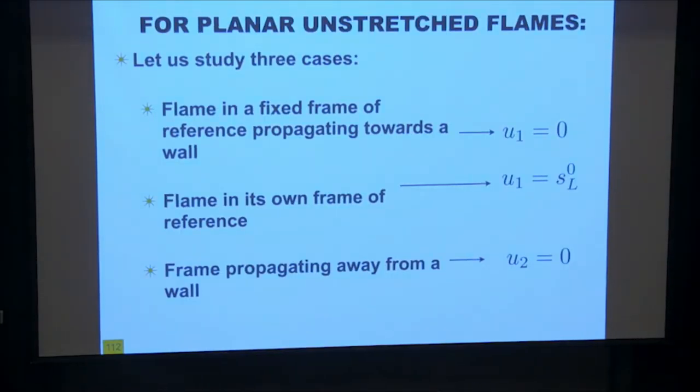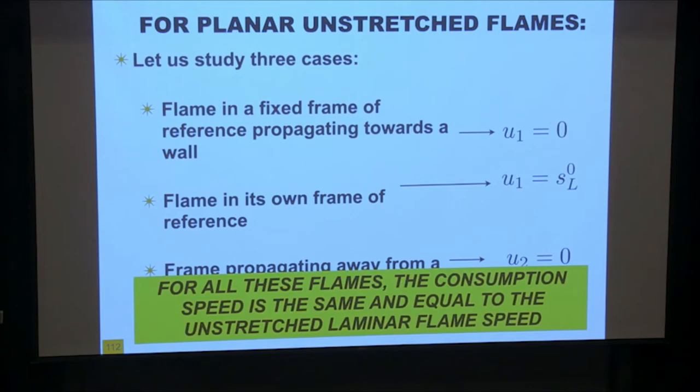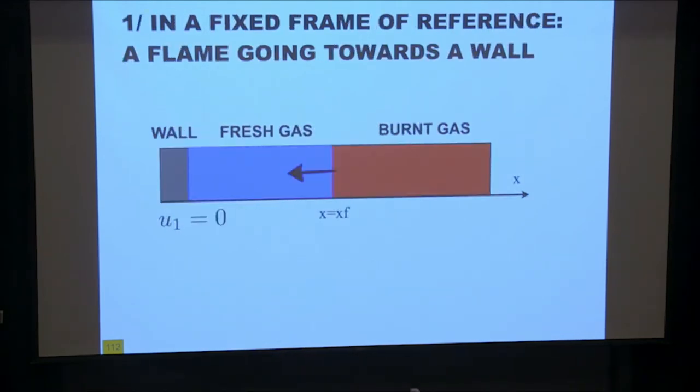So we're going to study a few cases so that you have a feeling for what the flame speeds are actually doing. The first thing we're going to do is take a flame in a frame of reference which does not move, and we will ignite the flame so that it propagates towards the wall. That's a tube with fresh gases, and I ignite it at this side, and the flame then moves left. Very simple case. I'm going to assume that I know the consumption speed, and I want to compute the others.